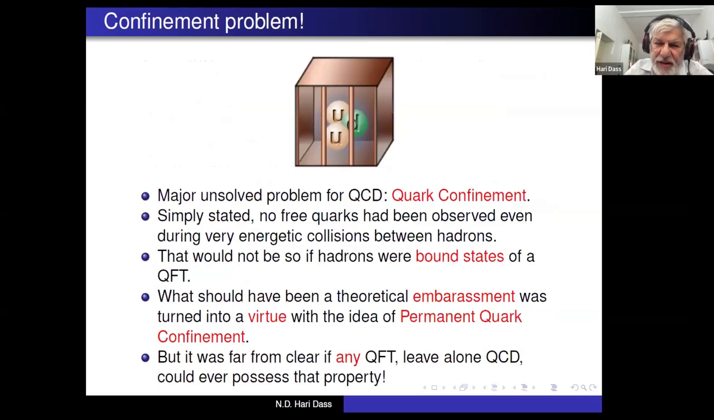The major unsolved problem for QCD is that of quark confinement. Simply stated, no free quarks had been observed even during very energetic collisions between hadrons. That would not be so if hadrons were bound states in the traditional sense of a quantum field theory. What should have been a theoretical embarrassment was turned into a virtue with the proposal that quarks are permanently confined. And this is the principle of permanent quark confinement. But the challenge was, it was far from clear if any quantum field theory, leave alone QCD, could ever possess such a property of permanent quark confinement. Next slide, please.